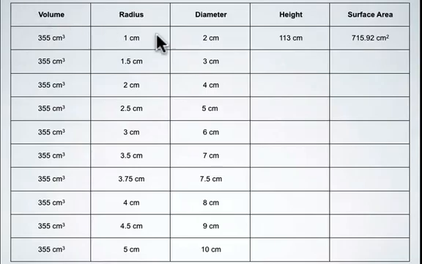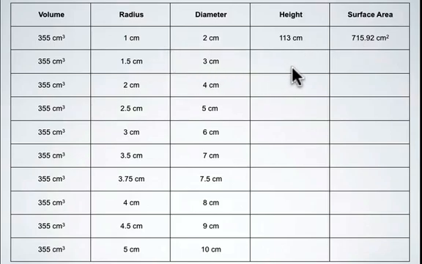So we've updated our table. When we had a radius of 1 centimeter or a diameter of 2 centimeters, we calculated the height to be 113 centimeters and the surface area to be 715.92 centimeters squared. Next step was we're going to consider a radius of 1.5 centimeters.